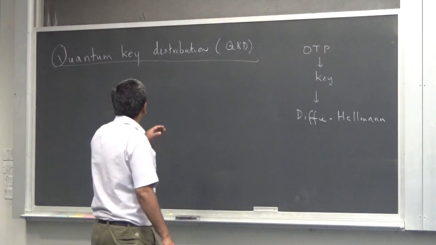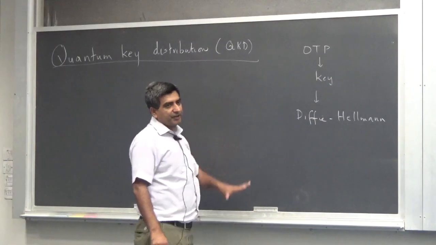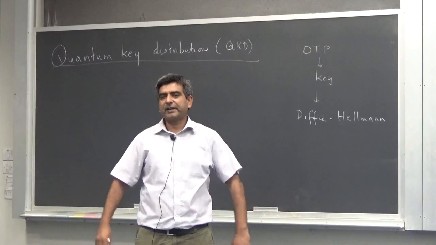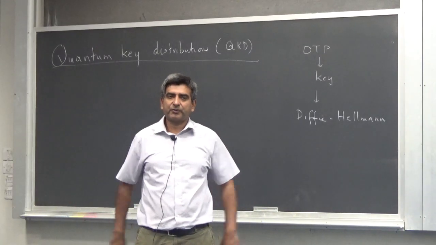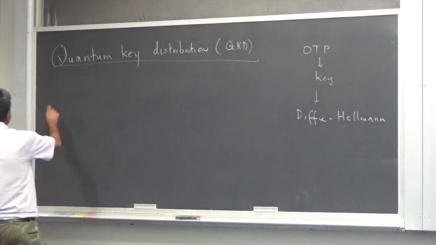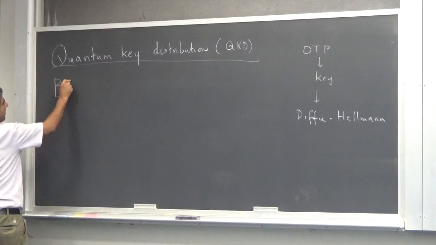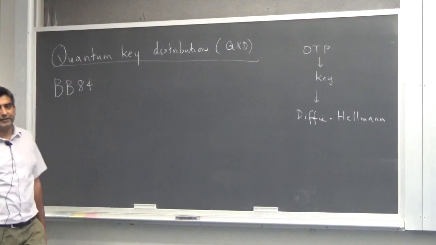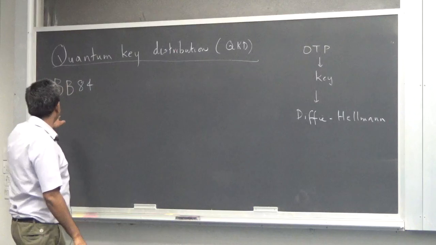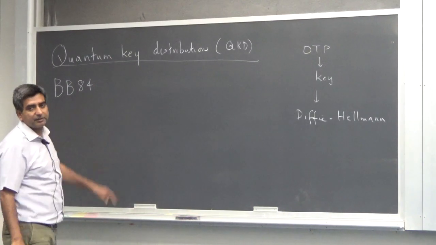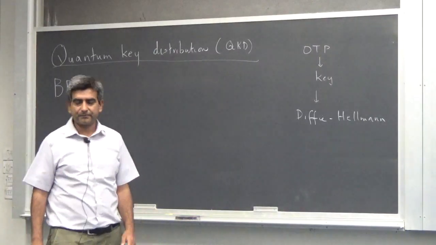So today I will give you an example of generating a key using quantum mechanical means, and the different protocols that have been invented for this purpose. We're going to look at one of the earliest protocols, which is called BB84. This is due to two researchers, Charles Bennett and Gilles Brassard. It was proposed in 1984.